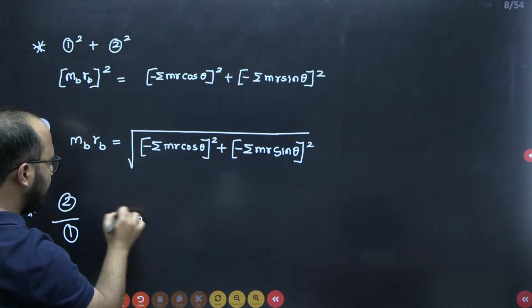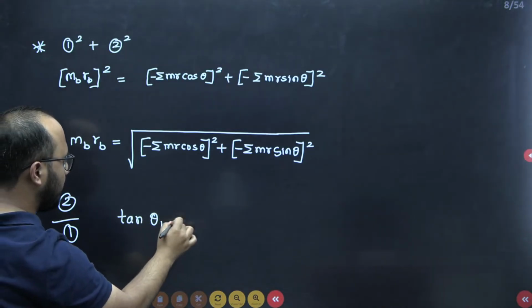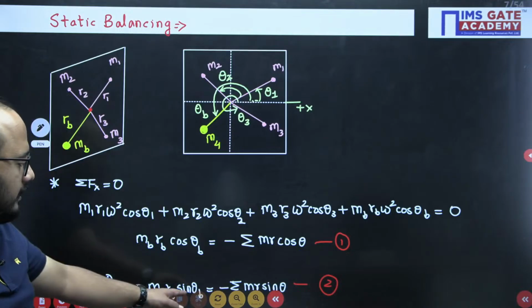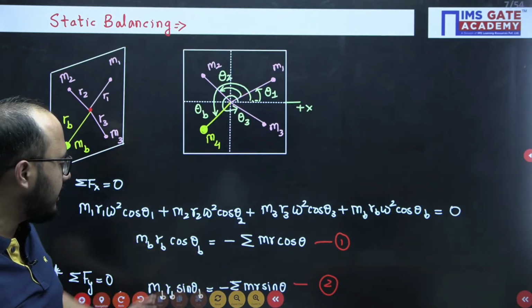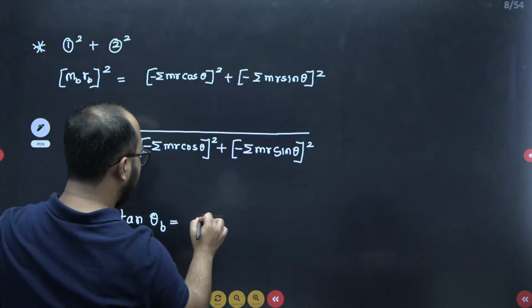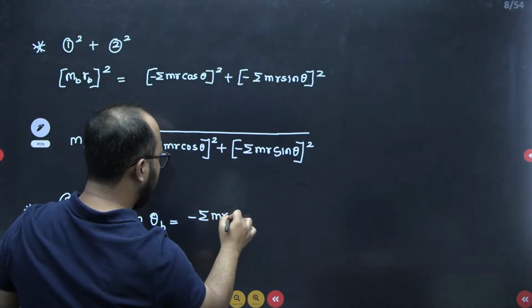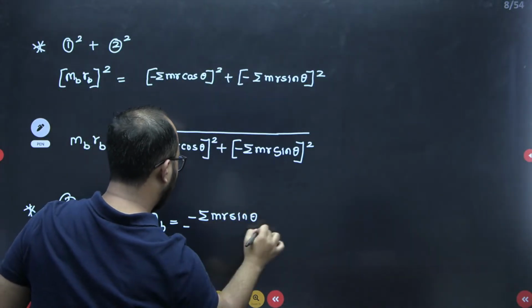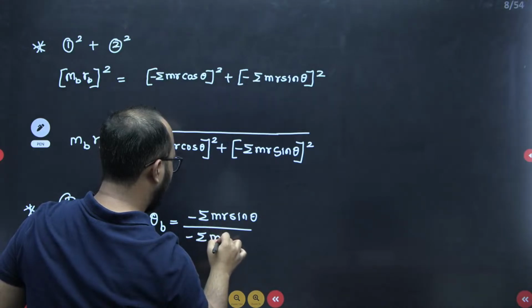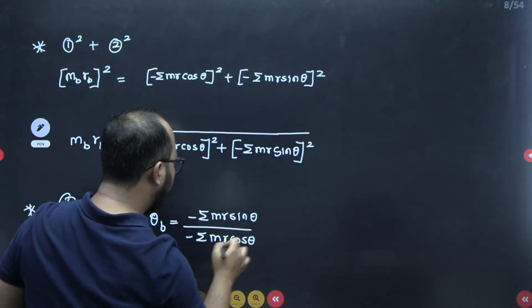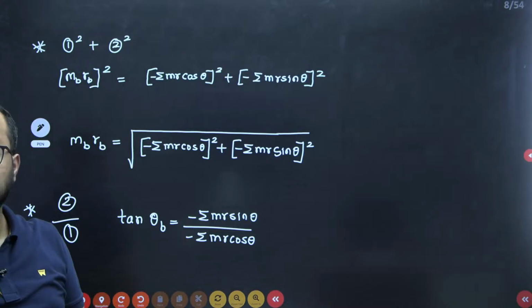If I divide equation 2 with equation 1, you will be getting tan theta b. Sin theta b divided by cos theta b is tan theta b. So you will be having minus MR sin theta over minus MR cos theta. Now you will be wondering why I have kept the minus sign. Can't the minus sign be cancelled out?